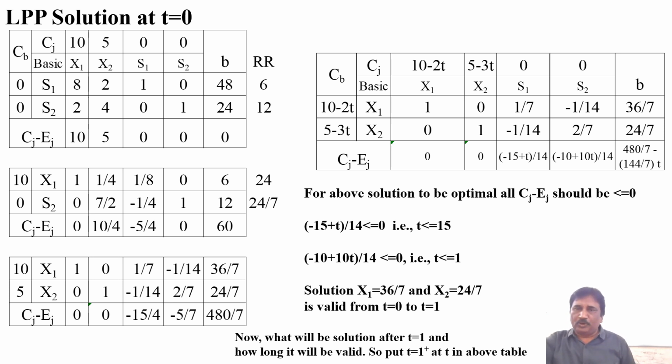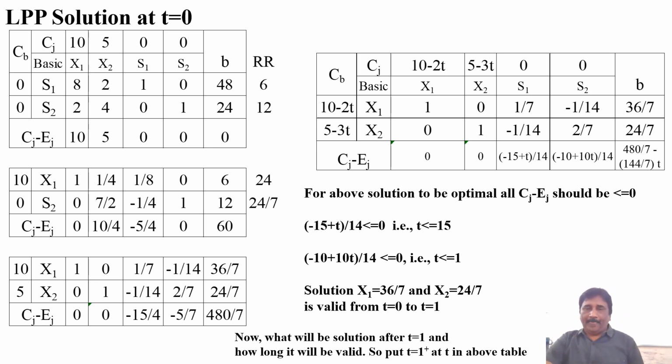So for this to be less than or equal to 0, the allowable value of t is 15. But for this to be less than or equal to 0, the allowable value of t is 1. If t exceeds 1, this will become positive, right? So this solution, x1 equal to 36 by 7 and x2 equal to 24 by 7, is the optimal solution from t equal to 0 to t equal to 1.